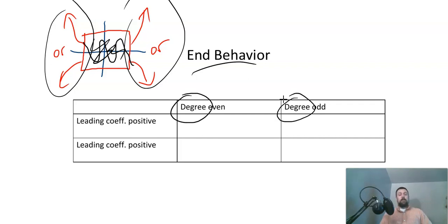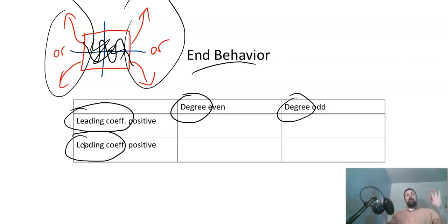And what matters about the degree is whether it's an even or odd number. If the degree is even, like 2 or 4, you'll have one set of behaviors. If the degree is odd, like 3 or 5, you'll have another set of behaviors. And we will further distinguish the behavior of the graph by looking at the leading coefficient, which is the coefficient of the highest power of x.